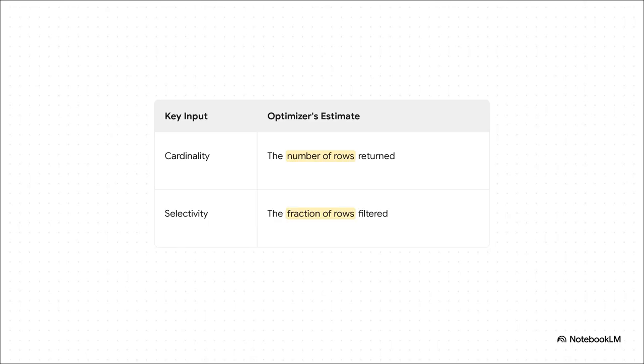So how does it come up with that cost number? Well, it all boils down to making 2 incredibly important guesses. First is cardinality, which is just a fancy way of asking, how many rows do I think I'm going to get back? And second is selectivity. What percentage of the table do I think I'll have to read to find them? Getting these two guesses right is everything.